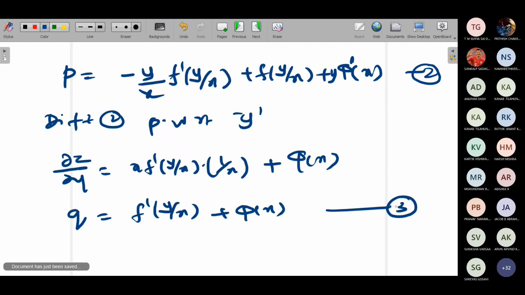Similarly, differentiate. Our aim is to eliminate the arbitrary functions. So we will try to differentiate; somehow we have to differentiate it. So I'll differentiate 3 partially with respect to x. Getting y f dash of y by x, phi dash of x. Here f dash of y by x plus phi of x I'm getting.